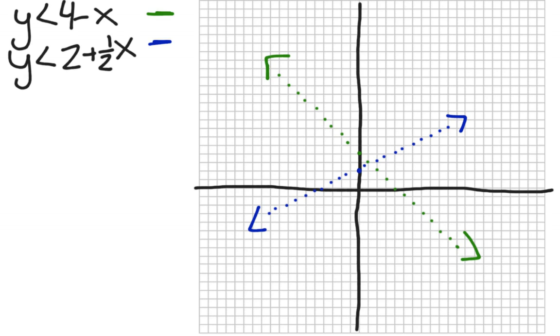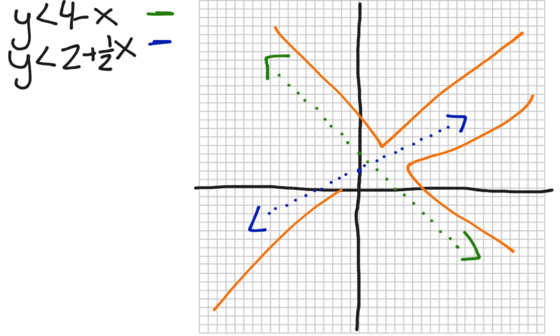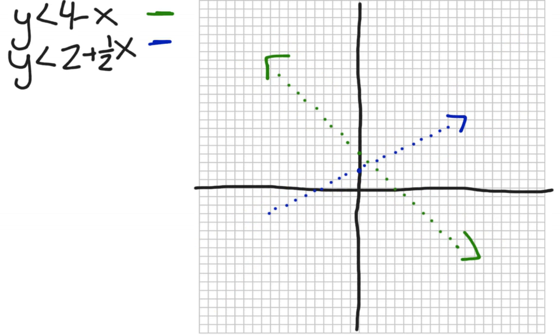Now I need to test each region, and I'll outline my regions in orange. I need to test each of these until I find one that contains a solution that makes both inequalities true at the same time. So looking at my regions, I notice this bottom region contains the point (0, 0), and that is my favorite point to test. Because adding 0 and multiplying by 0 are oh so easy.